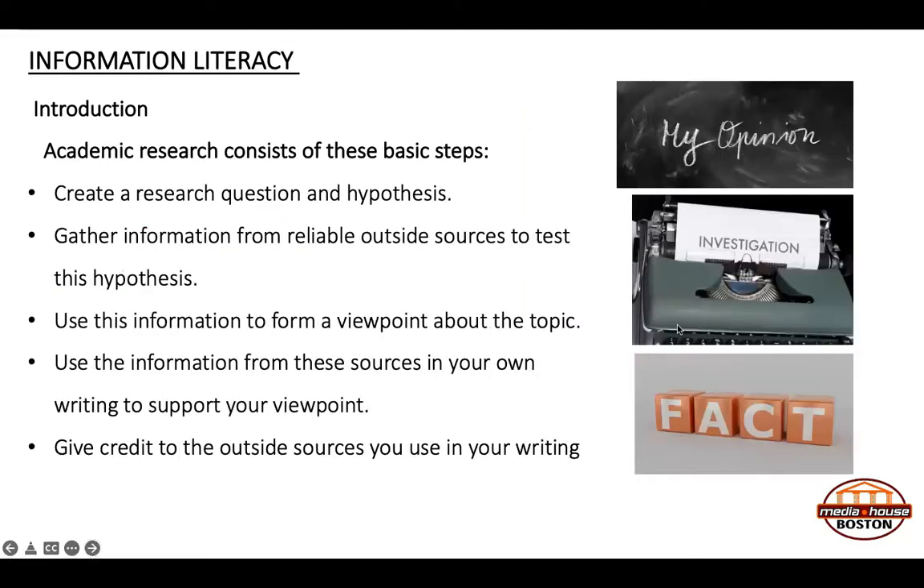So let's look at the basic steps. We create a research question and a hypothesis. We gather information from reliable outside sources to test it. And then from this information, we form a viewpoint, and the information from these sources will support our viewpoints. And of course, we know we have to give credit to the outside sources in our writing. How do we give credit at Boston Media House? What method do we use?